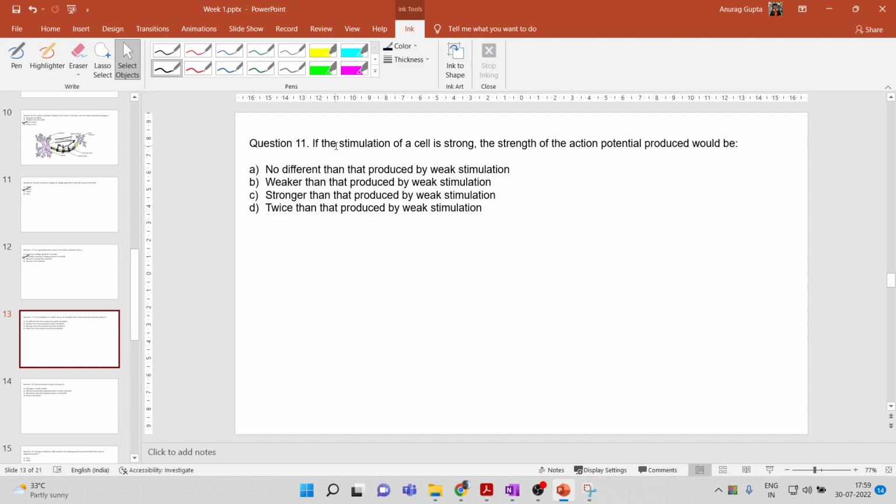Okay. So, if the stimulation of a cell is strong, the strength of the action potential produced would be A. No different than that produced by weak stimulation. B. Weaker than that produced by weak stimulation. C. Stronger than that produced by weak stimulation. D. Twice than that produced by weak stimulation. Okay, so this question is slightly ambiguous. It's not properly worded. It could have been written in a better way. But okay, let's hear what your responses are.